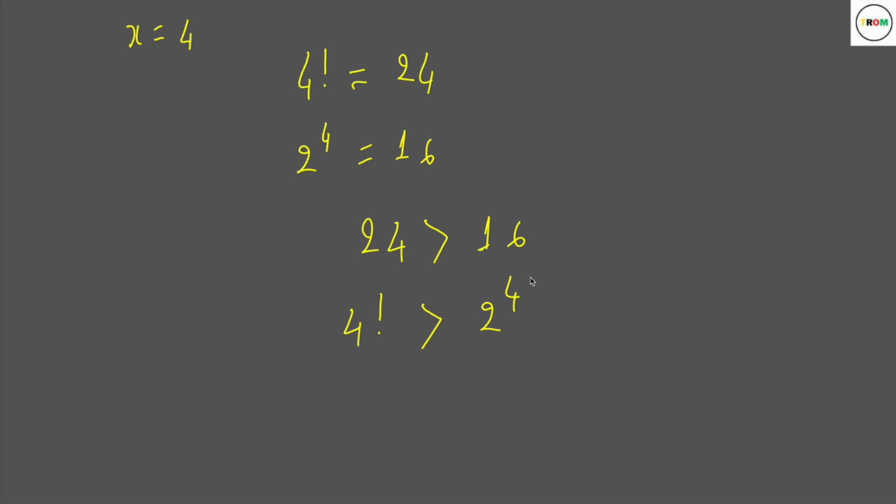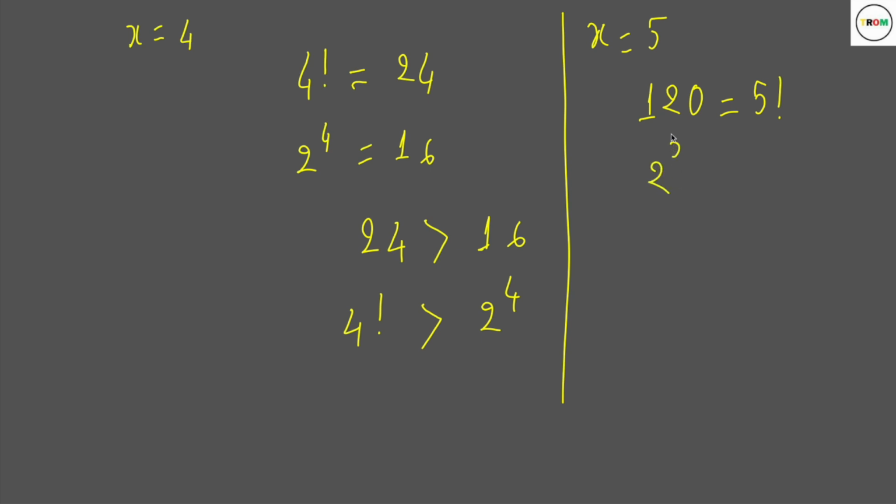Then if we try another x value, x equals 5. Then the left hand side should be equal to 120. That's factorial of 5. And on the right hand side, 2 power of 5 equals 32. Obviously, 120 is greater than 32.